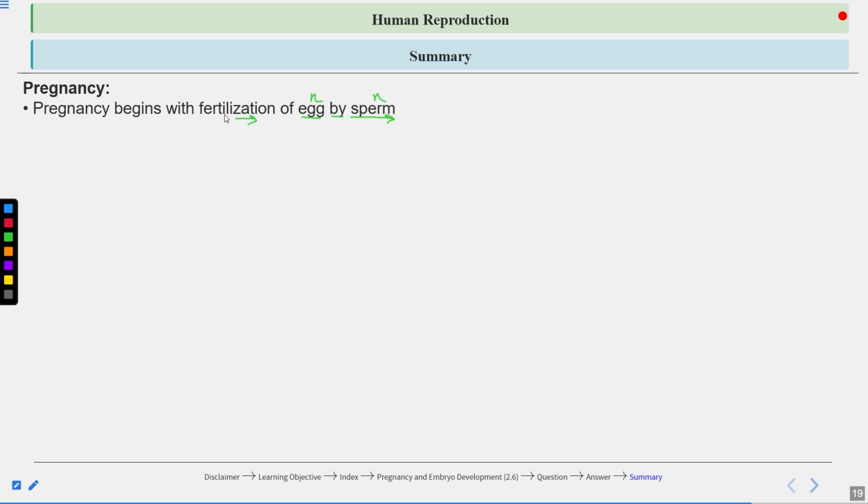And this zygote will undergo mitotic divisions known as the cleavage, and it will form the morula. Okay, then it will form the blastocyst. The blastocyst will implant in the uterine wall, means the blastocyst will attach to the uterine wall. Then what happens? Placenta formation. Clear? So the chorionic villi, along with the maternal tissues, form the placenta.